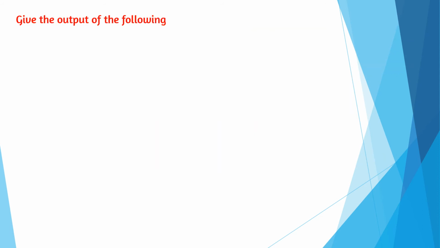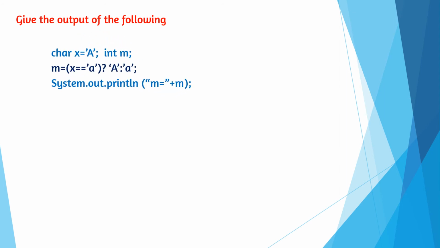We can understand the concept of the ternary operator with some examples, and these examples were asked in the board exam. So it will be practice for us also. The first question: char x = 'A', that means x is declared as a character variable.